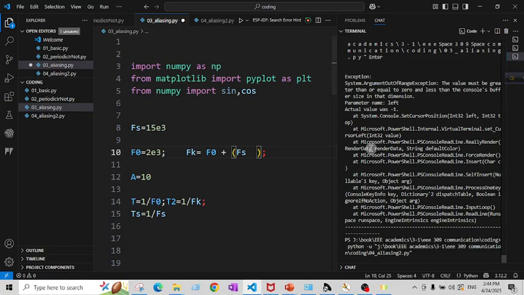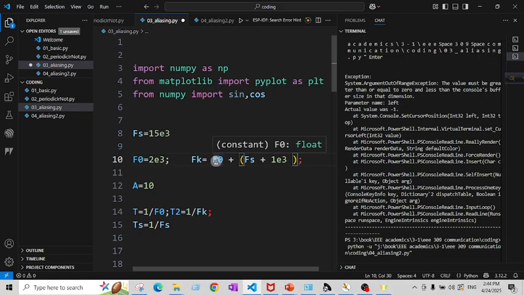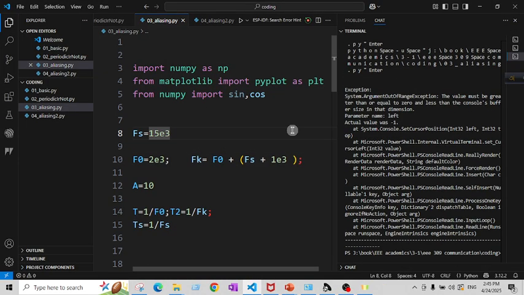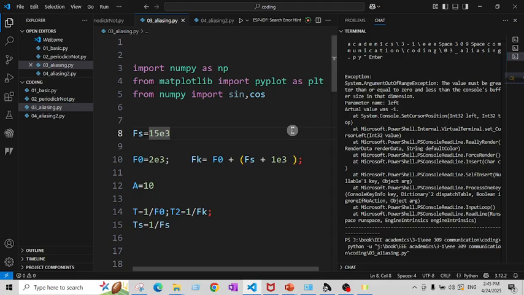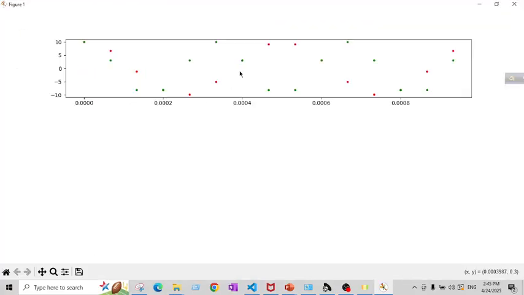So f naught is equal to 2 kilohertz, and fk is equal to, let's say, fs plus 1 kilohertz. That means fk is not equal to f naught plus fs. It's different. So these two signals may be non-identical. Let's see what happens. Yes, these two signals are non-identical because the green signal and the red signal are not the same, right?